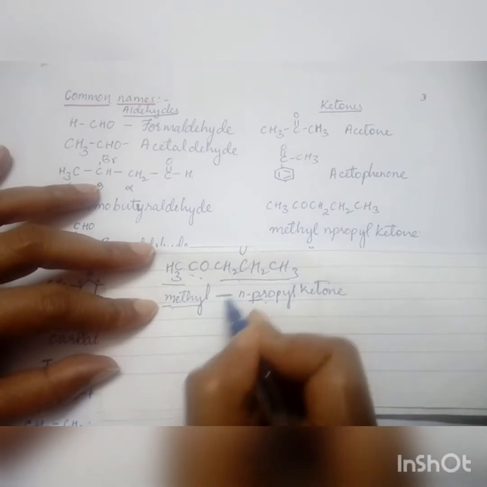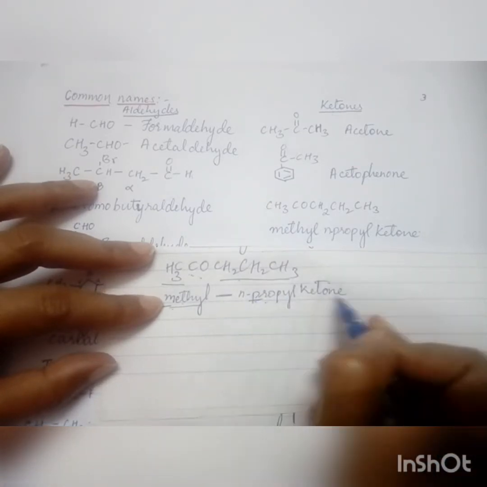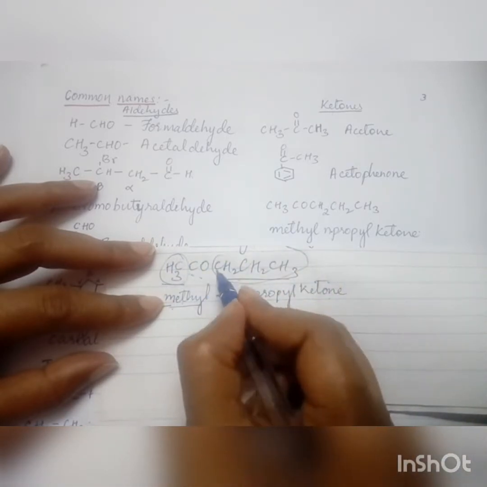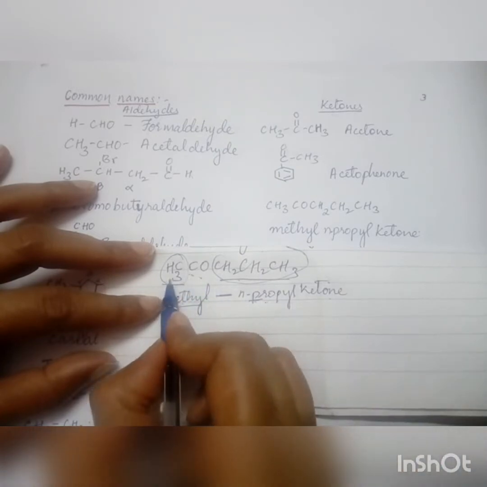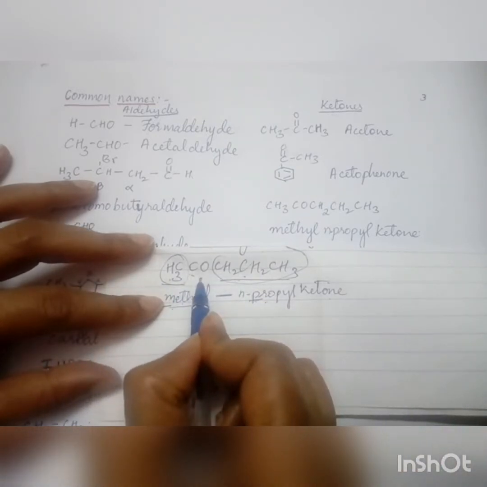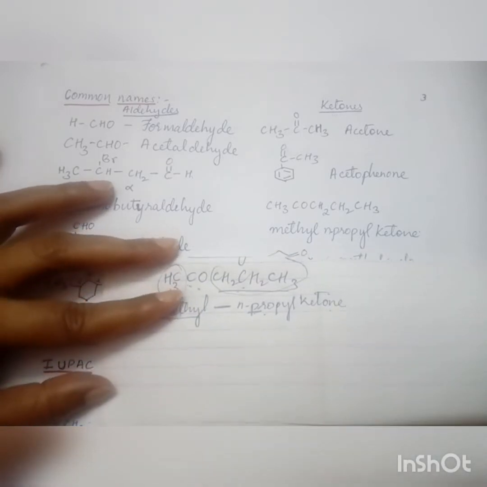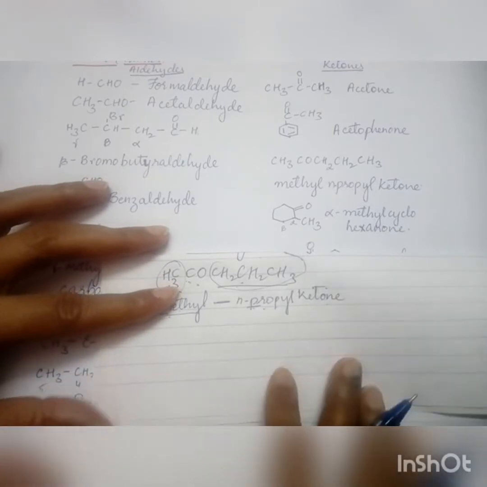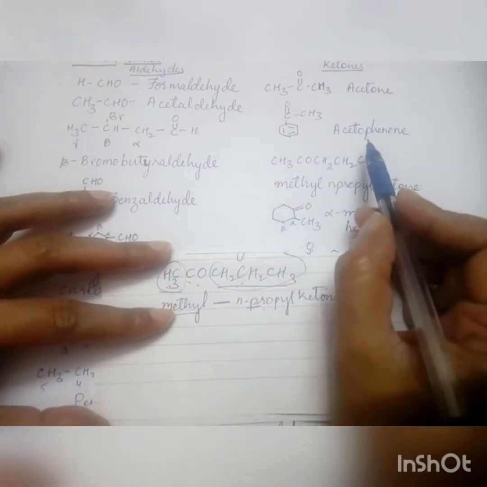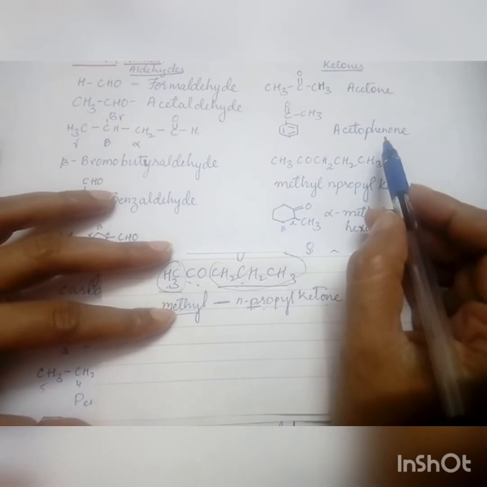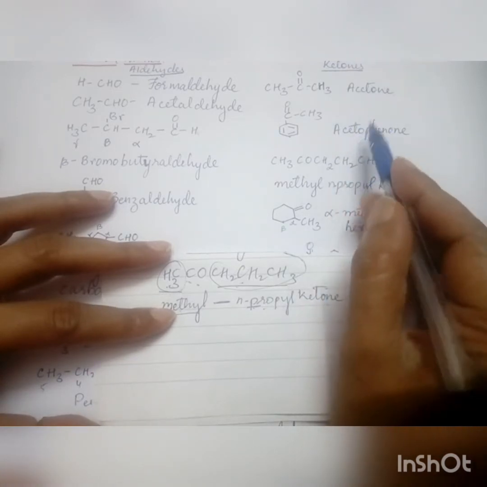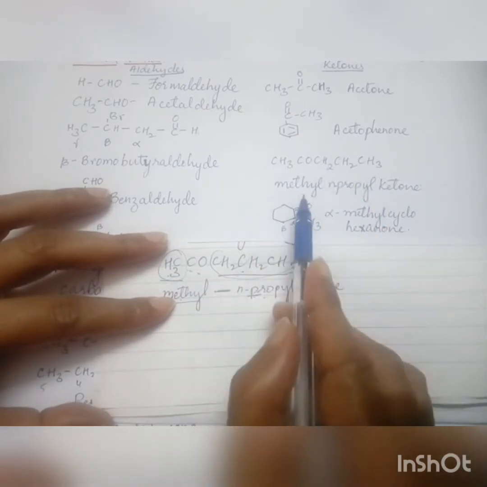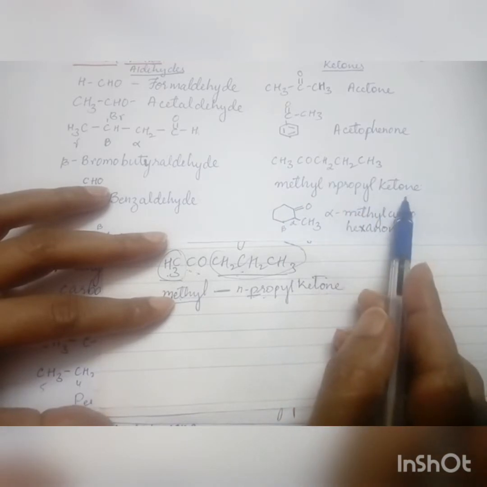ketone. So how are you going to name this one? It is methyl N-propyl ketone. This is methyl, this is N-propyl and this is ketone. This is how you name the alkyl groups followed by the word ketone. This is how you should be naming in the common system of nomenclature for the ketones. Some compounds like acetone and acetophenone have already been derived from a particular acid, so we name them as they are. But here, since it has two different groups, we have named it as methyl N-propyl ketone.